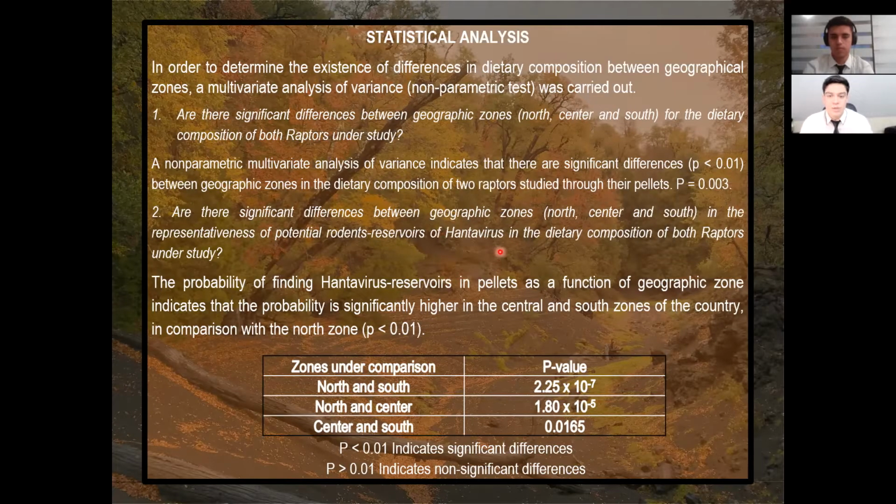For the second question, we wanted to know if there was a significant difference, but now in the representativeness of potential rodent reservoirs between the areas. When we compare north and south, we obtain a significant difference. When we compare north and center, we also obtain a significant difference. But when we compare center and south, we didn't obtain a significant difference. This is really interesting because if all the cases of hantavirus are located in the south of Chile, why didn't I find a significant difference between center and south? We're going to discuss that next.